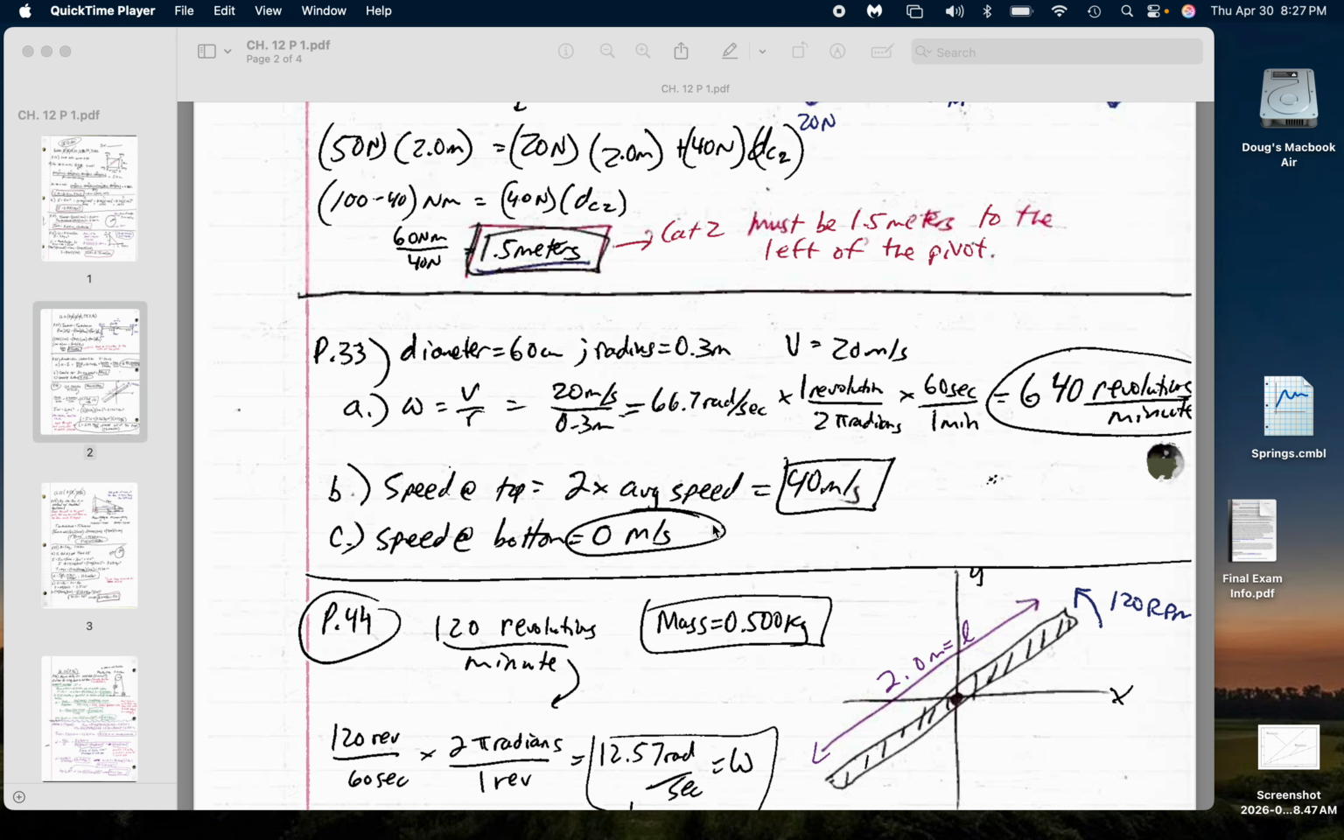So it says a car tire is 60 centimeters in diameter. The car is traveling at a speed of 20 meters per second. What's the tire's angular velocity? So we just take linear velocity divided by radius, 66.7 radians per second.